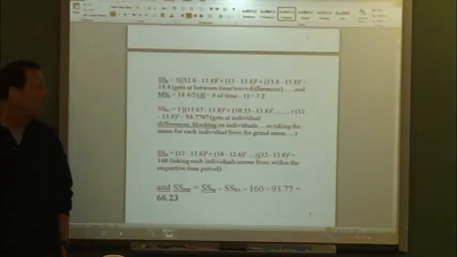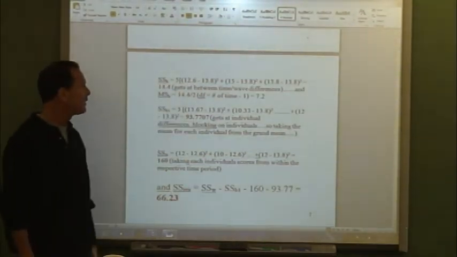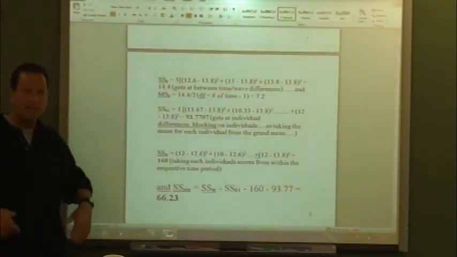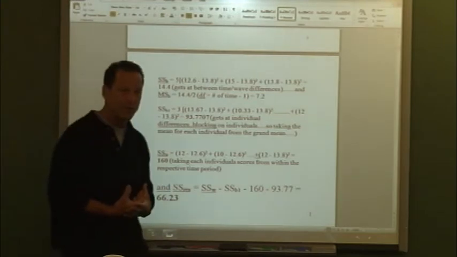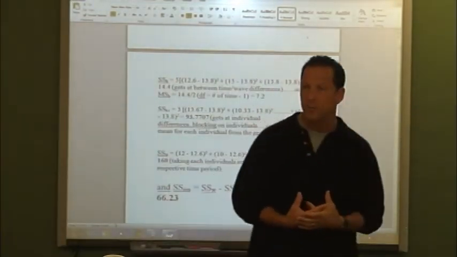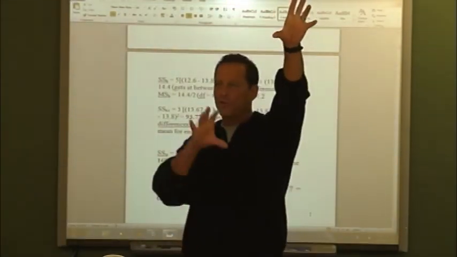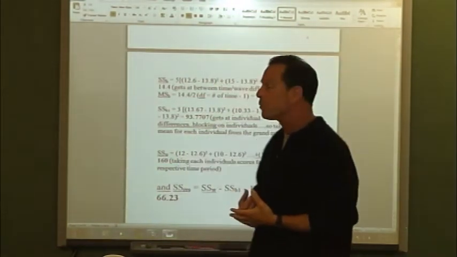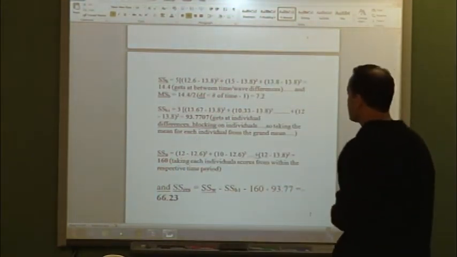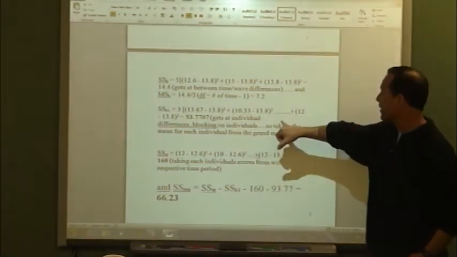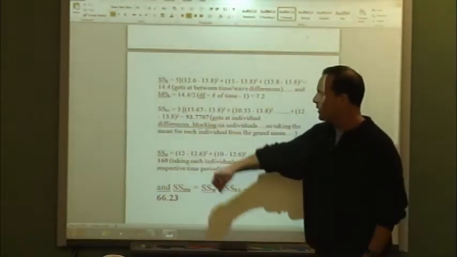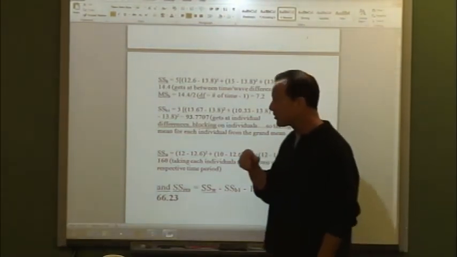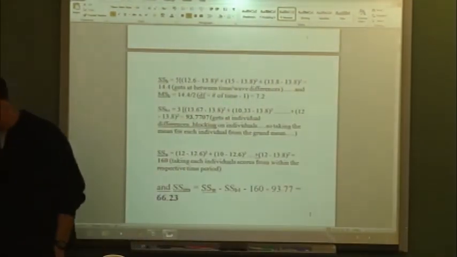So now I'm just going to take each person from the grand mean. So that's getting at individual differences. So it's like you're blocking on individuals, right? Remember what a block variable is when you block on males or females. Well, here you can block on time. There's a lot of ways you can do what's called blocked designs. So you're taking the mean for each individual from the grand mean, 93.77. So that gets at, to some degree, the intra-individual variability.